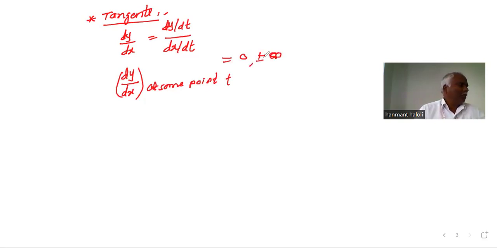If it is 0, then you say that the tangent is parallel to x-axis. And if you get plus or minus infinity, then tangent is parallel to y-axis.